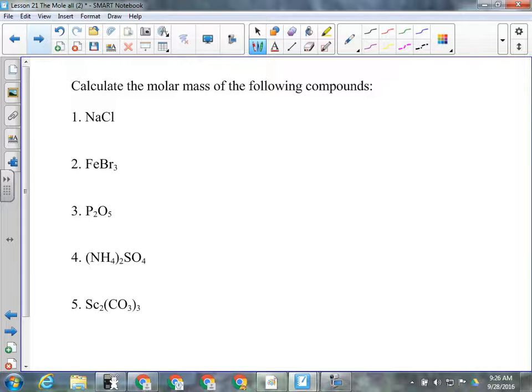All right, there's 5 compounds there. I want you to calculate the molar mass of each one per mole. So we're finding the mass, not weight, because weight and mass are different. We're finding the mass of 6.02 times 10 to the 23 molecules of each one of these.